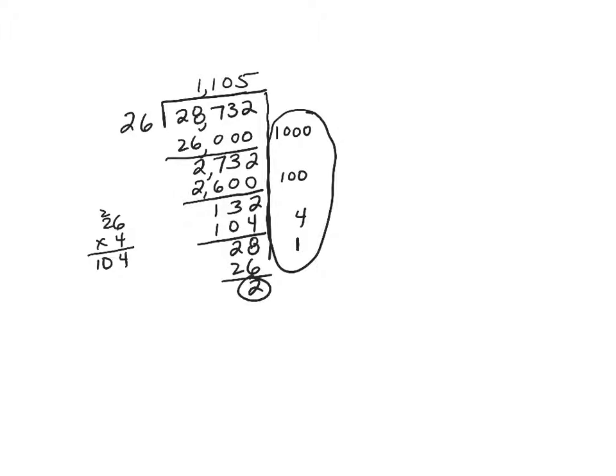If I wanted to go through and do that the regular algorithm method, I'm going to write it down. I have 28,732 divided by 26, and once again, the very first thing I'm going to do is say to myself, 26 goes into 2 how many times? It doesn't. So I'm going to have to say 26 goes into 28 how many times? Well, it goes in there 1 time. 26 times 1 is 26. Subtract, I get 2. I bring down my next number, which is a 7.